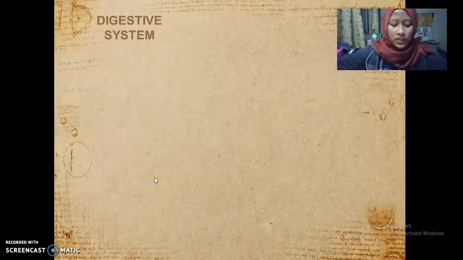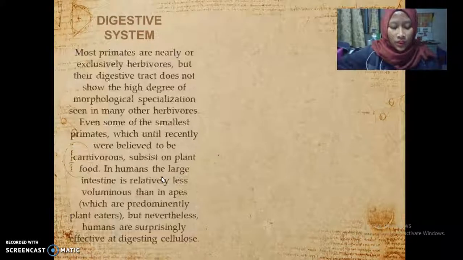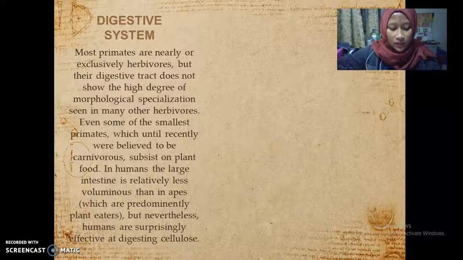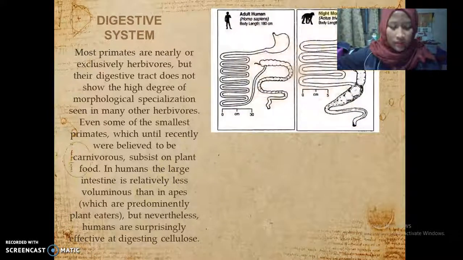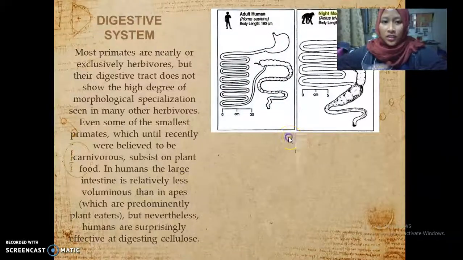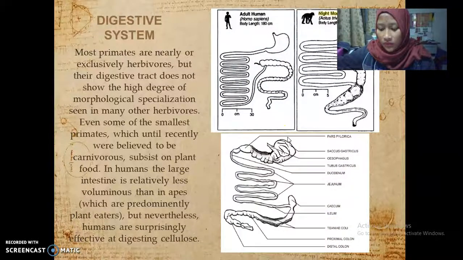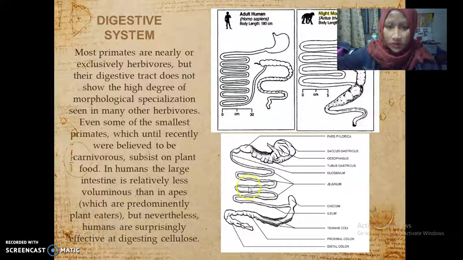Next we go to the digestive system. The digestive system consists of several connected organs that together allow the body to break down and absorb food and remove waste. It includes the mouth, esophagus, stomach, small intestine, large intestine, rectum and anus. The pancreas and the liver also play a role in the digestive system because they produce the digestive juices.